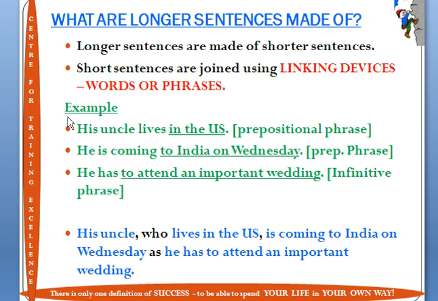Now these 3 sentences are going to be joined together. We are going to use 2 linking devices. One is who and the other is as. His uncle who lives in the US is coming to India on Wednesday as he has to attend an important wedding. So now do you see? Longer sentences are really made up of shorter sentences.